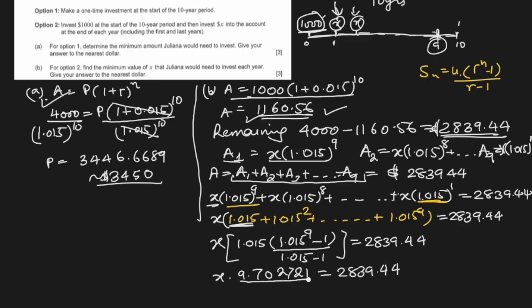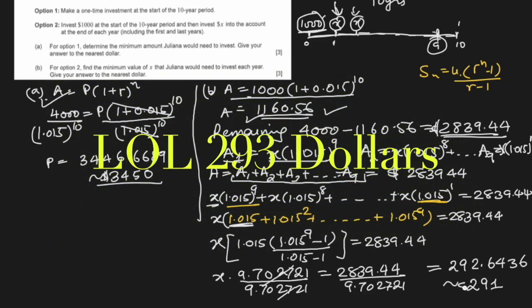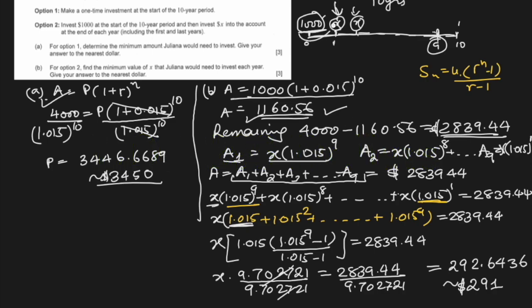So X times 9.702721 equals 2839.44. Divide both sides by the same number so that this cancels, and the X value comes out to be 292.6436, and let's round it off to $291 every year. Besides this $1,000, she has to invest $291 at the end of every year, starting from the end of the first year, and she will get about $4,000 at the end of 10 years.